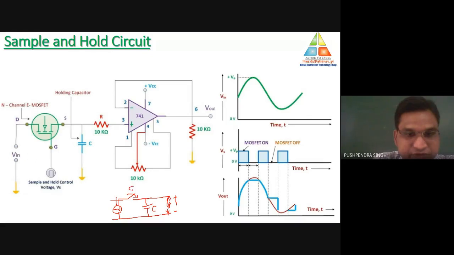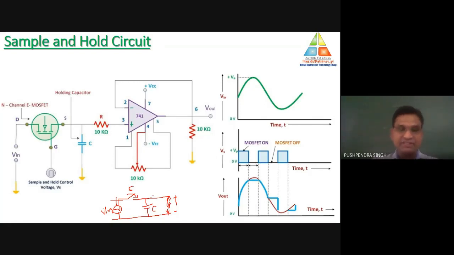So this is a switch. This one is the input sinusoidal waveform. This one is the capacitance. How will this circuit work? There are two different positions of the switch: either the switch will be open or the switch will be closed. When the switch is in closed condition, only at that time will the capacitor charge.